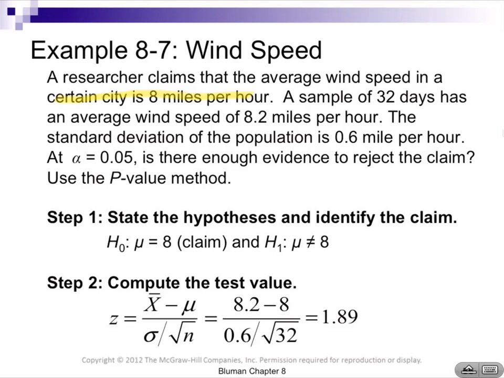Well, this experimenter set that up as the null instead of saying the average wind speed. So our claim is our null hypothesis, and that's a little different. I personally don't like to do it that way because I think it makes it more confusing. But the hypothesis, you set the claim, was that mu is equal to 8, and mu not equal to 8 is your alternative hypothesis. We get our test value as 1.89.